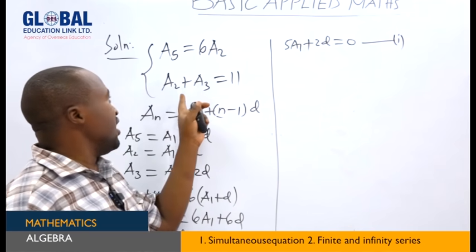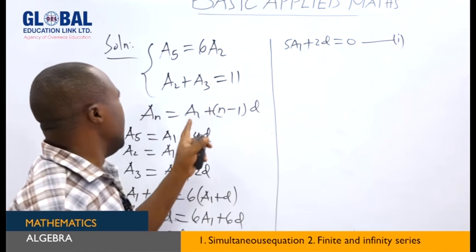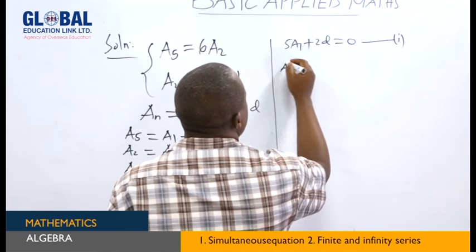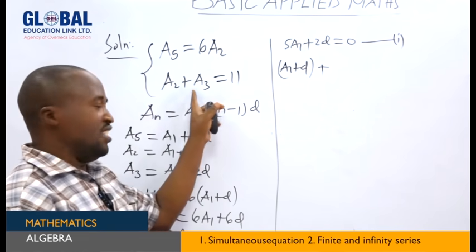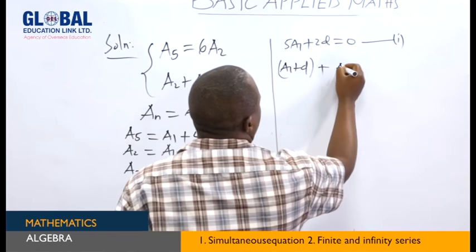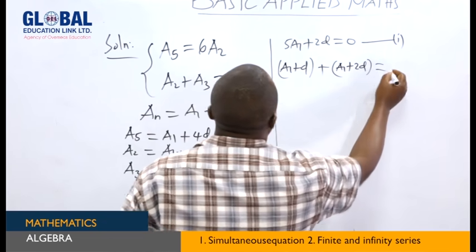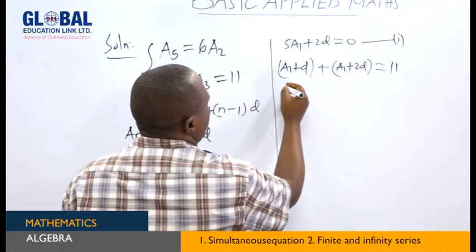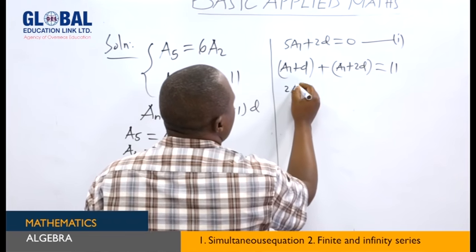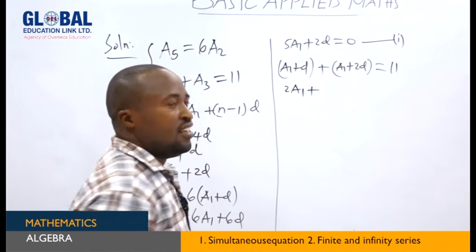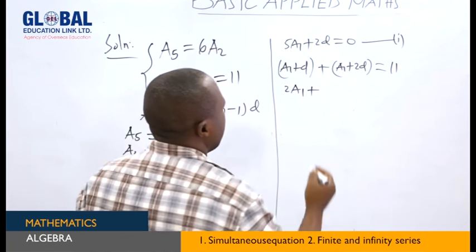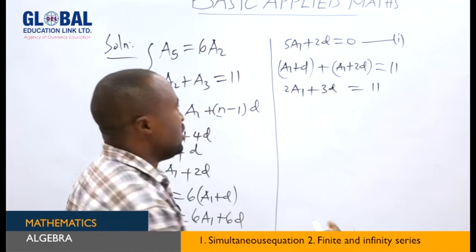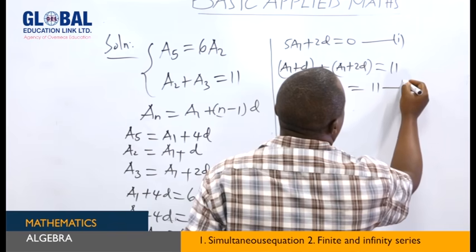But again, with another item here, a2 plus a3 is equal to 11. Remember, a2 is equal to a1 plus d, then plus a3. Our a3 is a1 plus 2d. Again, this is equal to 11. So we have a1 plus a1, that is 2a1, plus, remember we have d plus 2d, that is 3d. So this is equal to 11. Now, my dear student, call this equation 2.